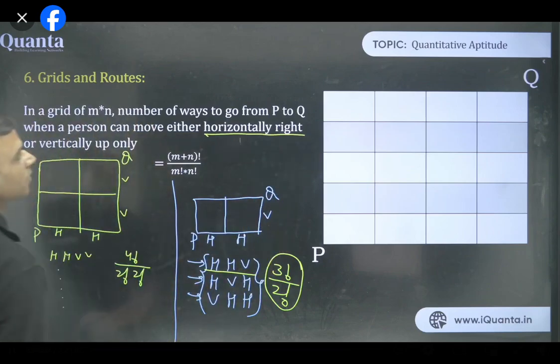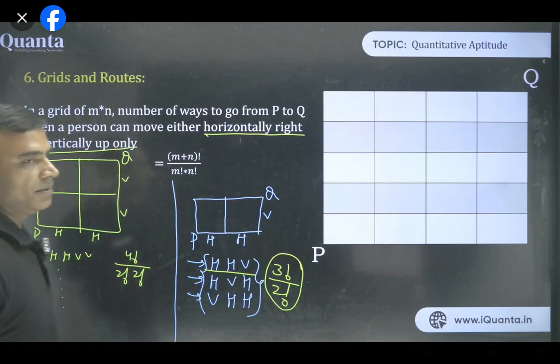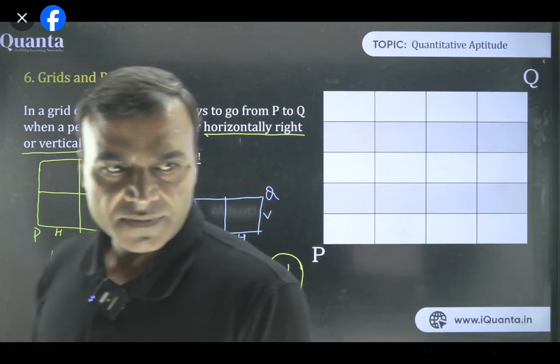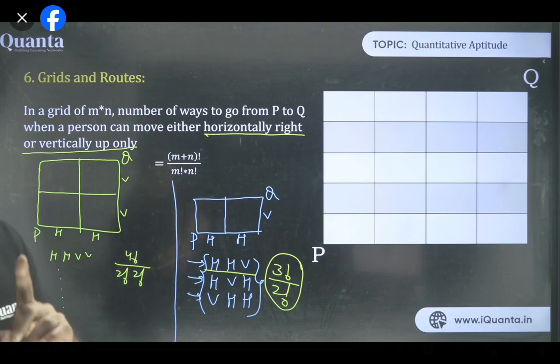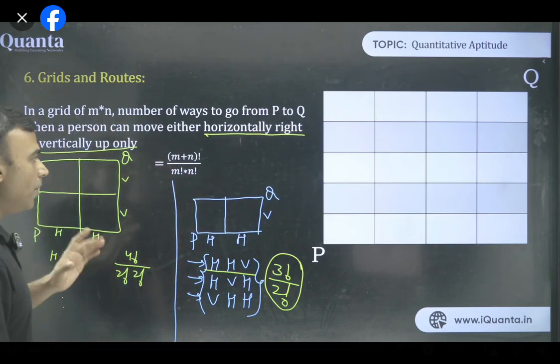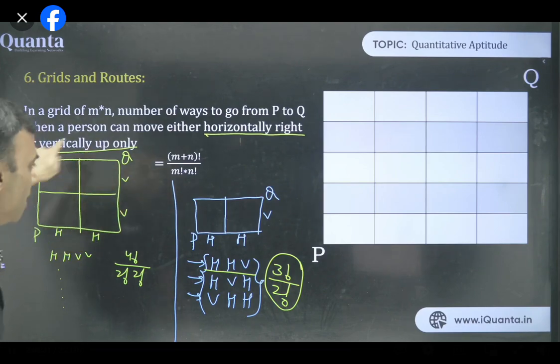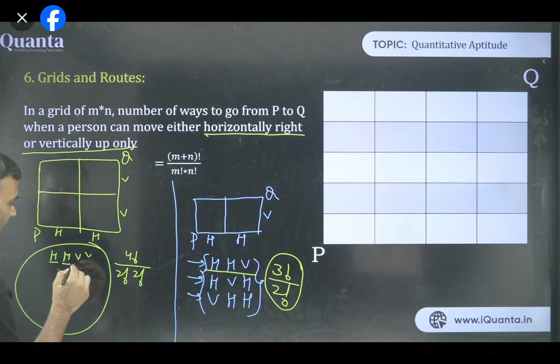That is given. I thought you read the question. Horizontally right or vertically up. That is already given. Perfect. So for once, I'll repeat. Listen very carefully. The number of physical possible paths here will be exactly the same as the number of arrangements of these alphabets.